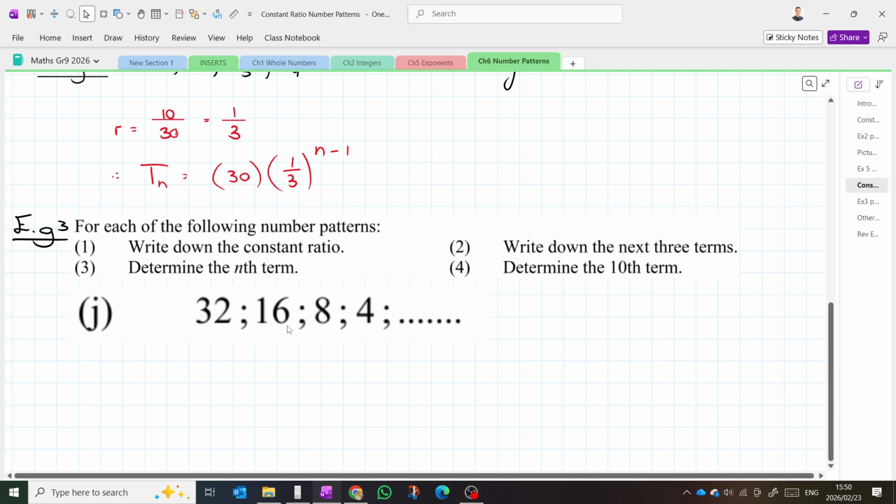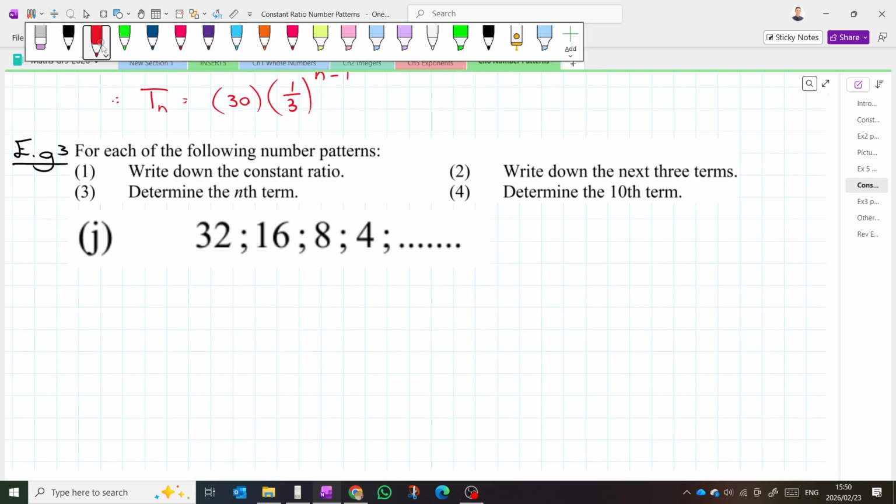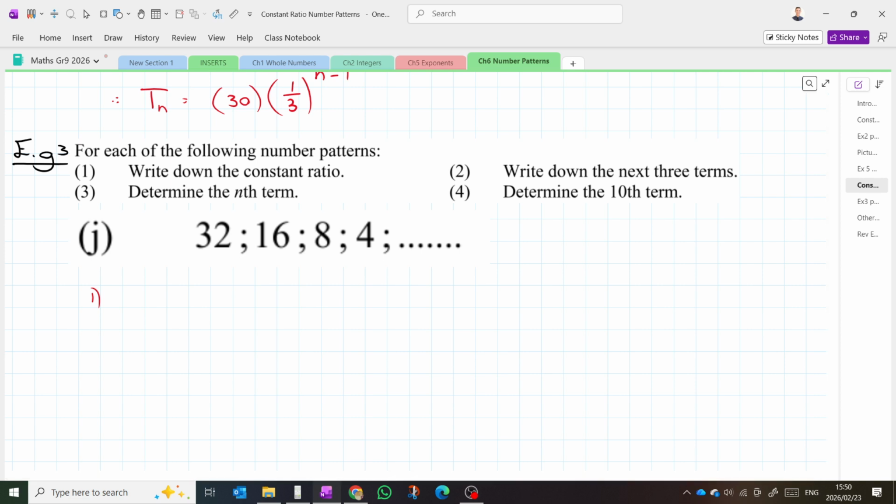Right, so the first thing is we need to determine our ratio. So let's have a look. We can see already here, this is just dividing by 2 every time. Hopefully you can see that. But with constant ratio, we never work with division. We actually only work with multiplication. So we're not going to say divided by 2. We are going to say that it's the same as multiplying by a half. But again, it's much easier just to use any 2 consecutive terms and divide them. Let's use the last 2.